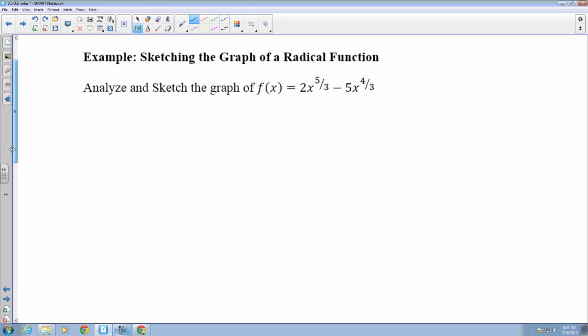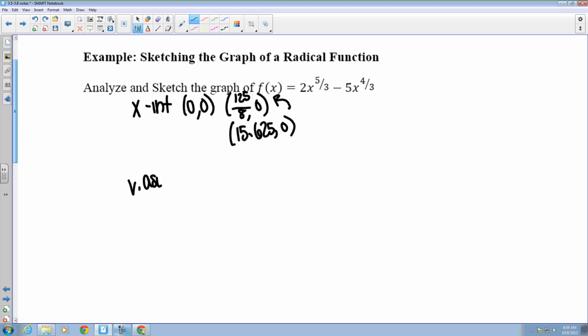Okay, next one. Starting with the intercepts as always. 0, 0, and 125 over 8, 0. 125 over 8 is 15.6 or so. This is 15.625, just for reference. And we don't have any asymptotes. None. So we're going to go straight into the derivative.